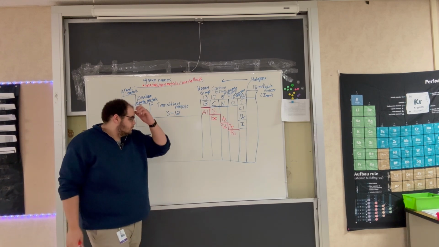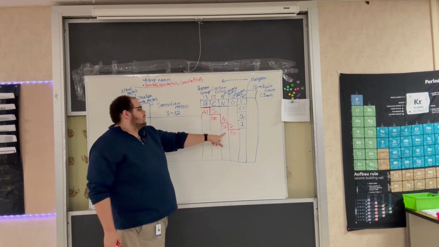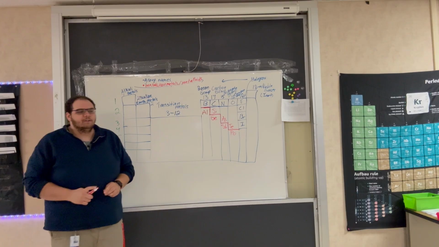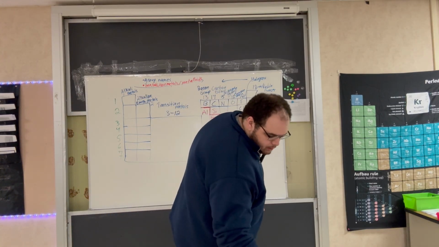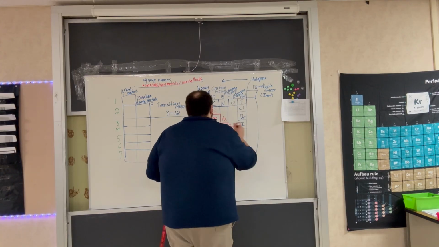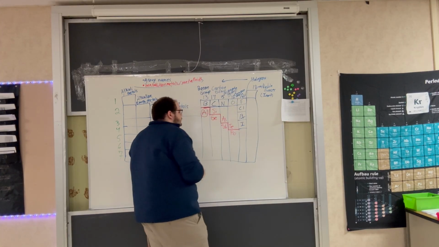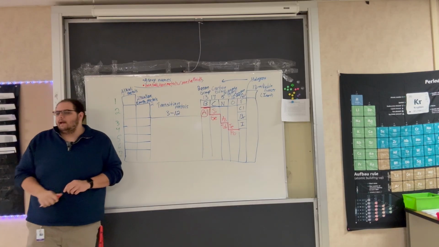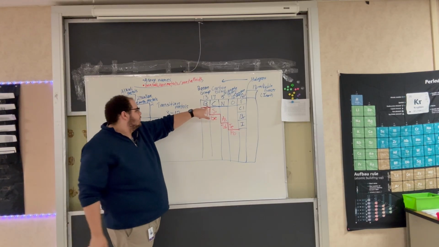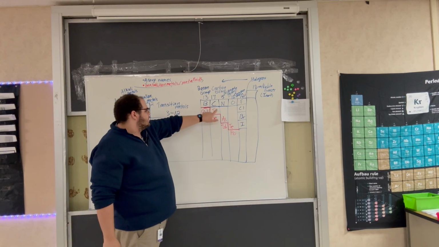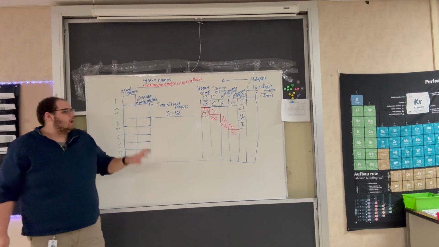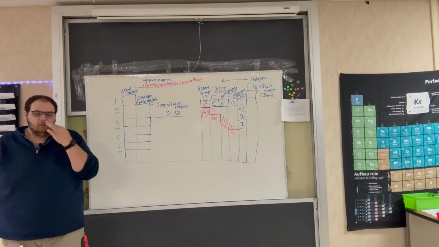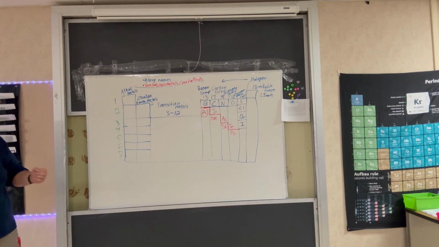These are your metalloids. There's one exception to this rule, and it's important you know this exception because it's on your quiz. The exception is aluminum. Anything touching this staircase, including boron, is a metalloid. Aluminum, however, is the only one that touches that staircase that is just a metal.